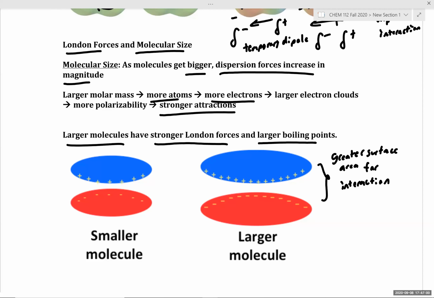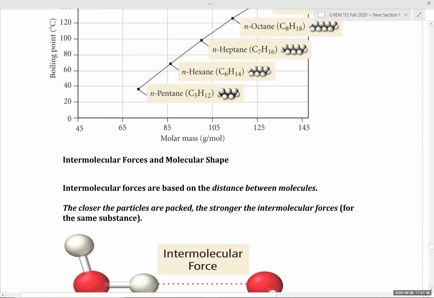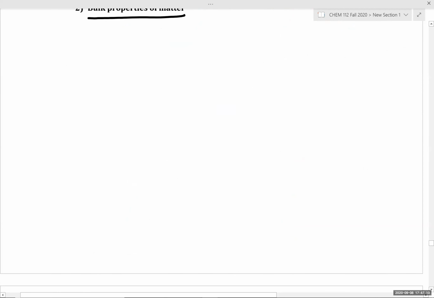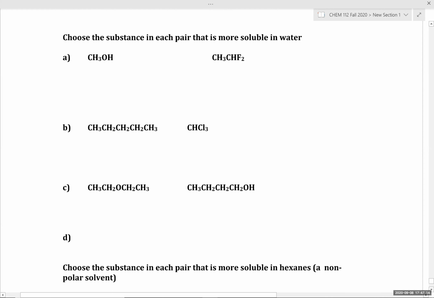Does this idea make sense to everyone? Now, we can actually see this. We can actually look at a few case studies.